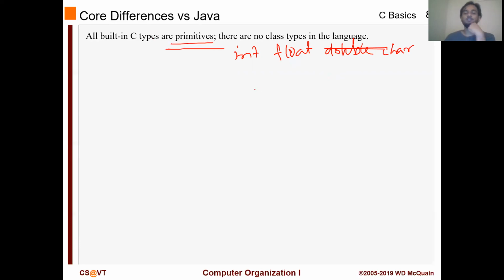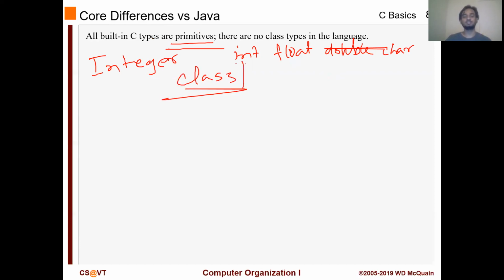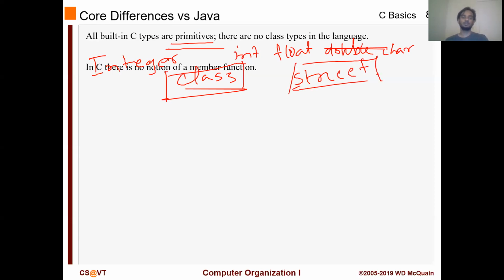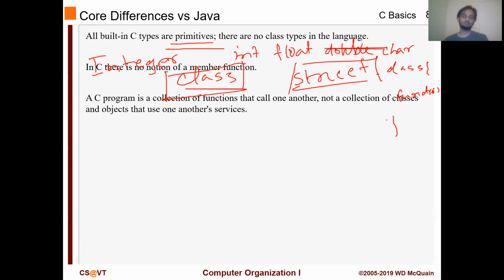It also exists in Java, but things like Integer and all of those don't exist in C. Like the class, this thing doesn't exist. We have something called struct, but we will be learning about them later on. Okay. So there is no notion of member functions in C. You know how in classes you write functions, right? Like member methods or something like that. C doesn't have that. Okay.